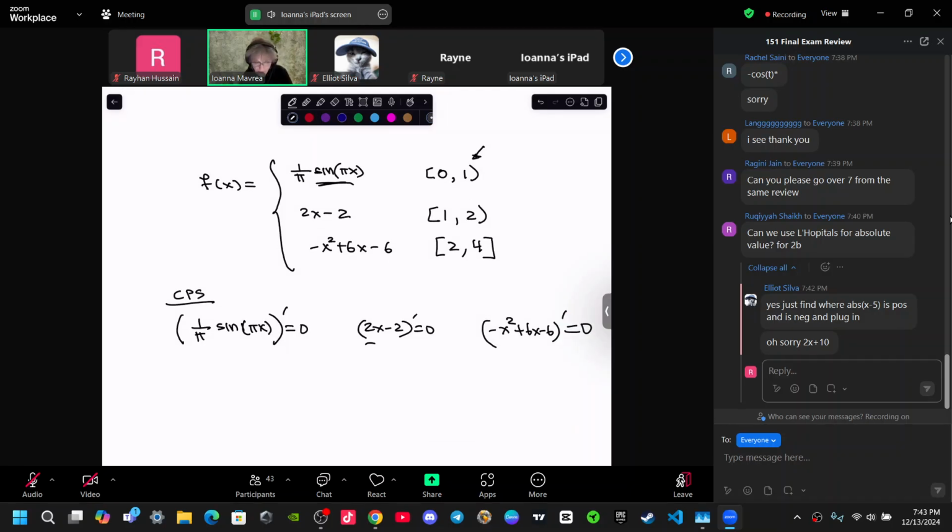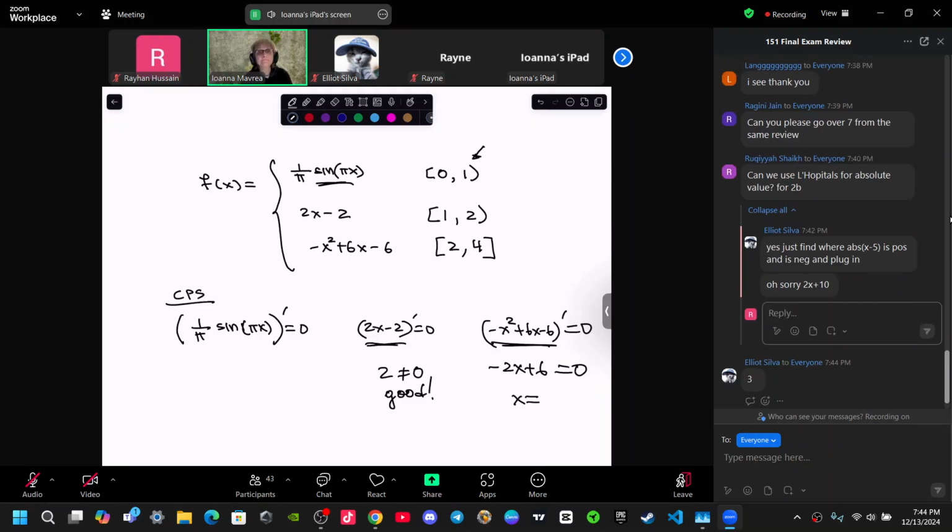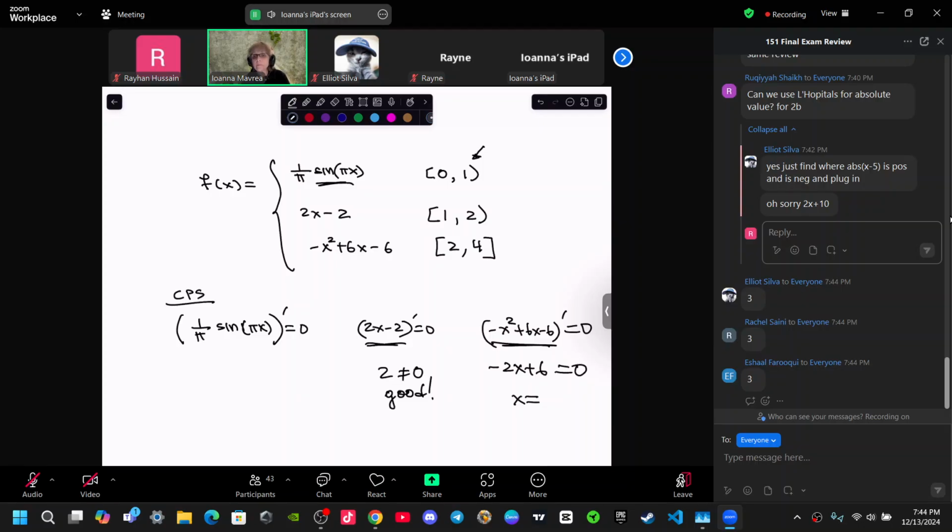So let's do the easier one here. Take the derivative. I get 2. Okay, that's never 0. So we're good. No critical points. This is not 0. So, okay, awesome, because there's nothing to worry about here. Okay, I take the derivative, negative 2x plus 6, set it equal to 0. There is an x that does that. So x is equal to what here? Mm, 3. So x equal to 3.